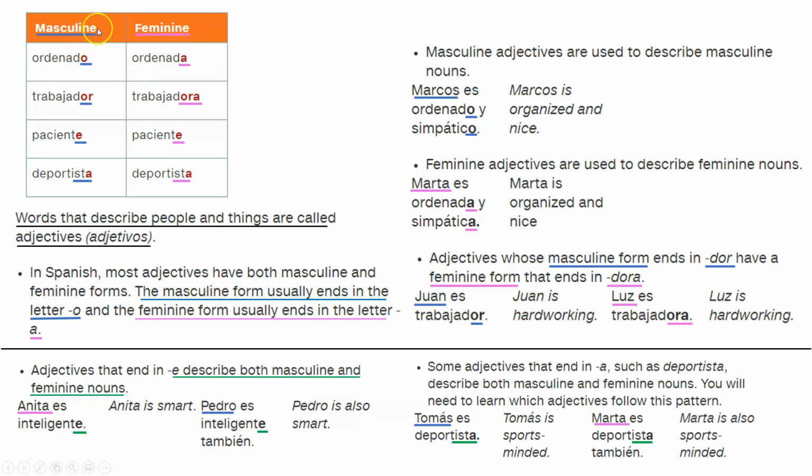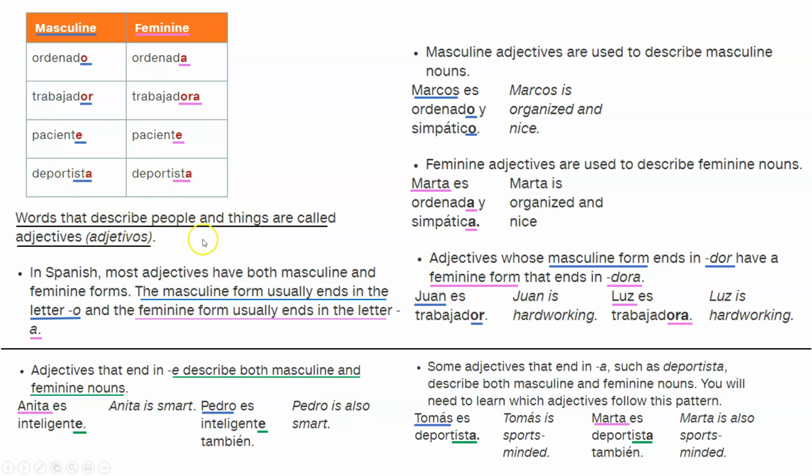All right, so again, if it's masculine, it ends in o or or, and feminine, a or ora. If it ends in e, it's both male and female. If it ends in ista, it's both male and female, right? Even though it may end with an a, it still has ista.